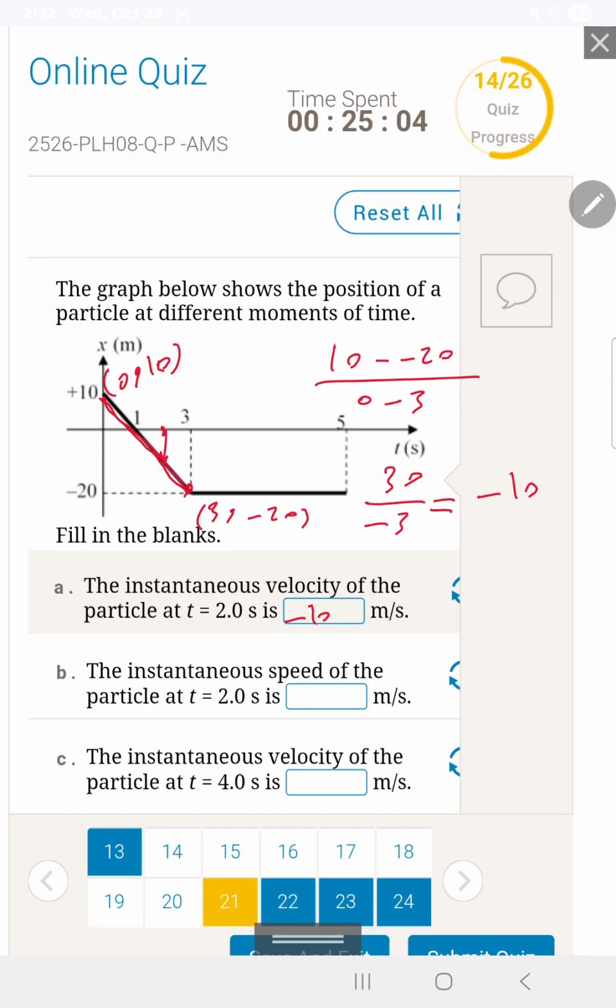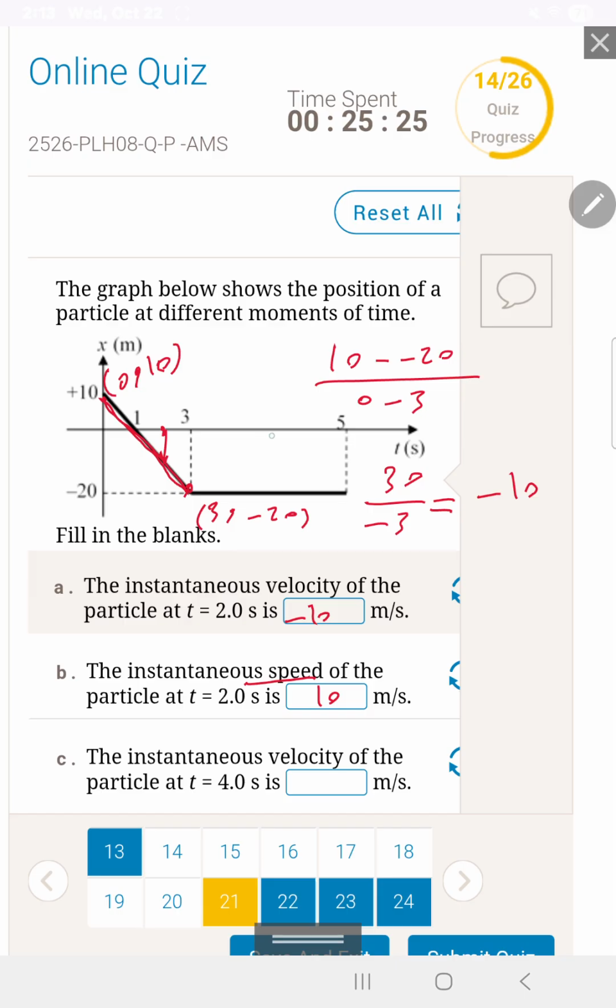The instantaneous speed of the particle at t equal 2, and we're talking about speed here, we take velocity but without the sign, which means 10 meters per second. The instantaneous velocity of the particle at t equal 4.